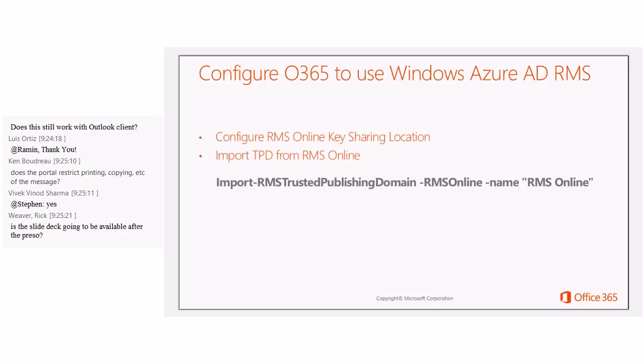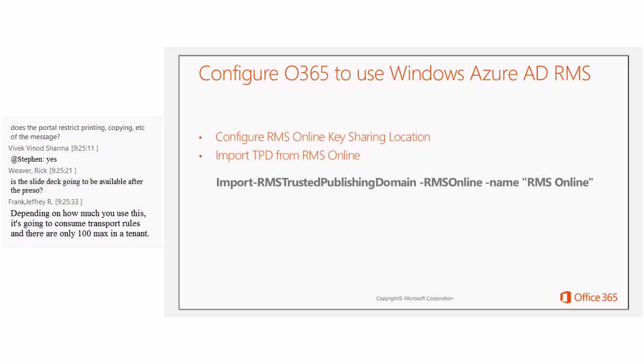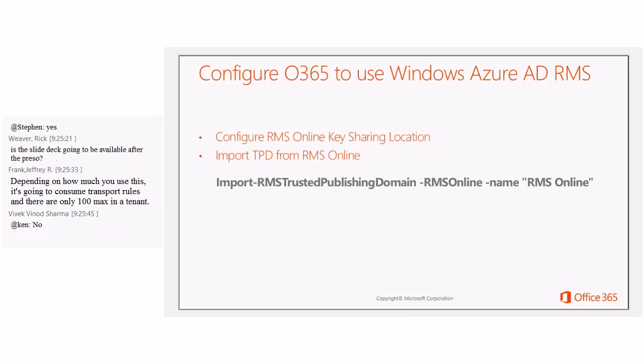The next option is to import the trusted publishing domain from RMS Online. Now, the trusted publishing domain is basically, it contains all the RMS templates that are available for you to do things like encrypt messages, apply Do Not Forward, etc. So what we're doing here is we're specifying the online trusted publishing domain so that we can use that service's templates within our encryption plan. So you need to make sure you specify that. And again, the name, it's not a misprint. I'm not using that as an example. It's just RMS Online, so pretty easy to remember.